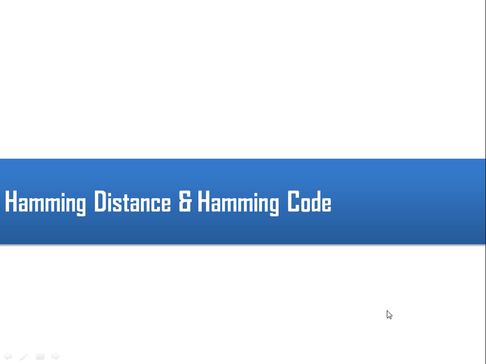Hello friends, in this video I will explain Hamming distance and Hamming code. Hamming distance is used to represent the difference between two equal length binary strings, and Hamming code is used for error correction when a receiver receives data. So the receiver, with the help of Hamming code, will identify if there is any corruption in the received data or not. We will see how it works in this slide.